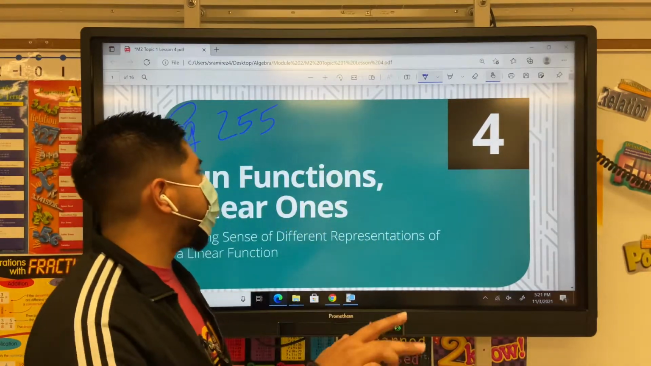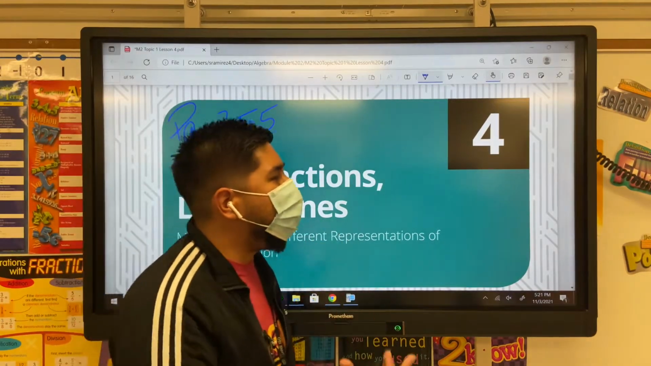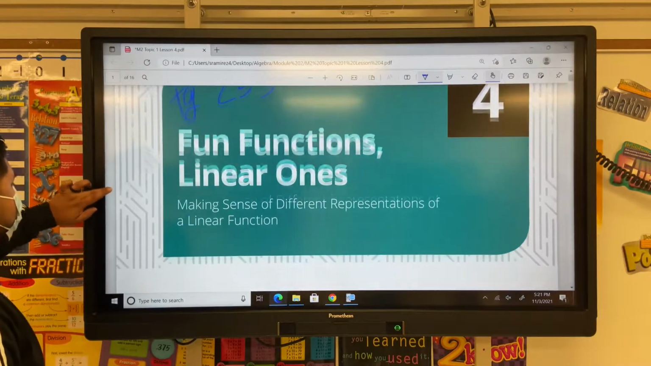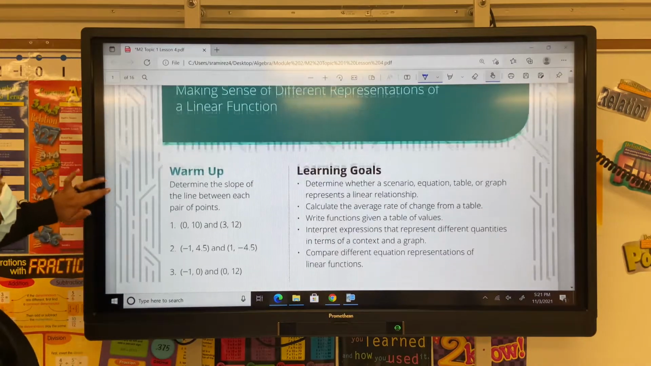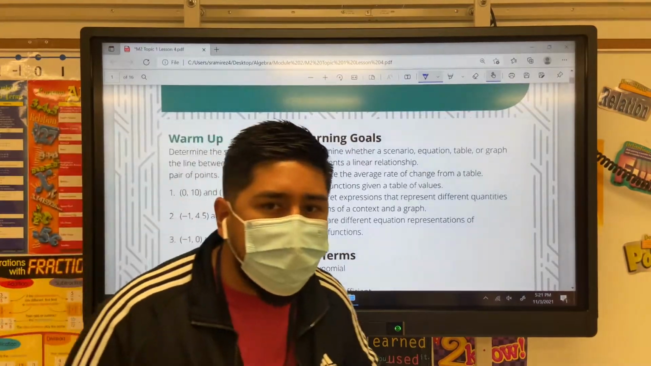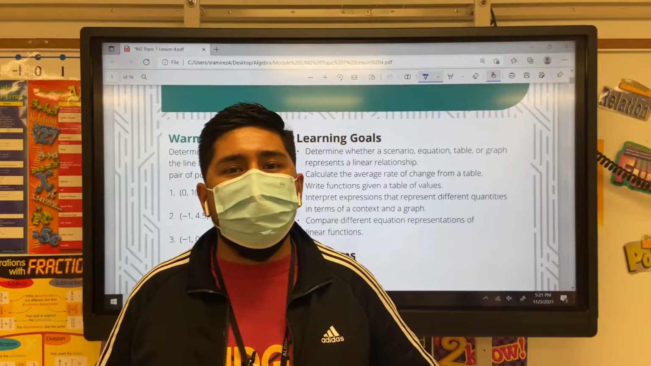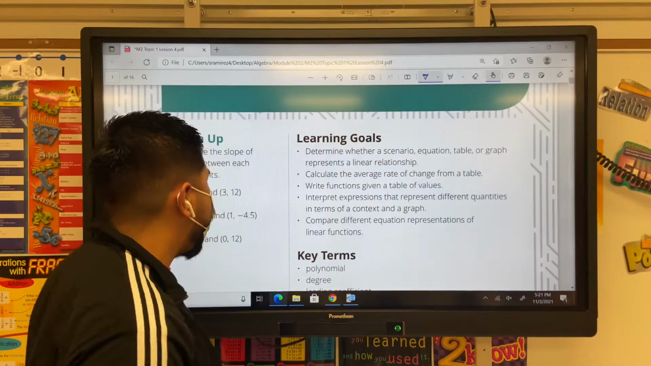Let's get started. This lesson is extremely complicated. Don't want to start it off by saying that, right? But we're going to make it as less complicated as we can. Page 255. Also, remember the mini quizzes are mandatory. There are a couple things out there saying we don't have to do it unless we're absent. No, you have to do it every single time. Make sure you take care of business with that.